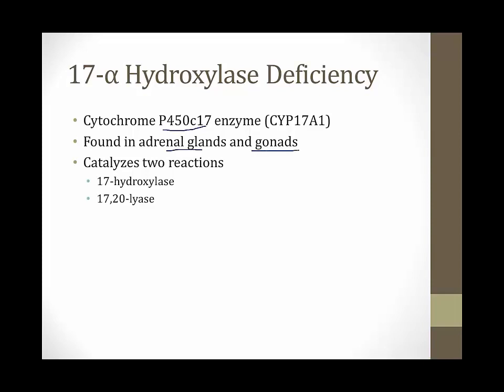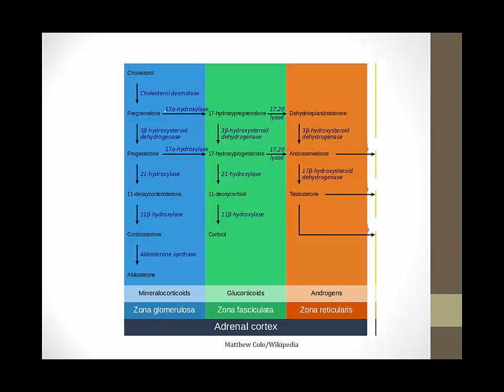What this means is that children born with a deficiency of 17-alpha hydroxylase will be unable to synthesize androgens in both the gonads and in the adrenal glands. The larger enzyme catalyzes two reactions. One is the 17-hydroxylase reaction, the other is the 17-20 lyase reaction. If we go back to this slide showing all the reactions in the adrenal cortex, the larger cytochrome P450 enzyme catalyzes this step, the 17-alpha hydroxylase step, and also this step, the 17-20 lyase step. All you need to know, though, is that when 17-alpha hydroxylase is deficient, this leads to underproduction of androgens in both the adrenal gland and in the gonads.